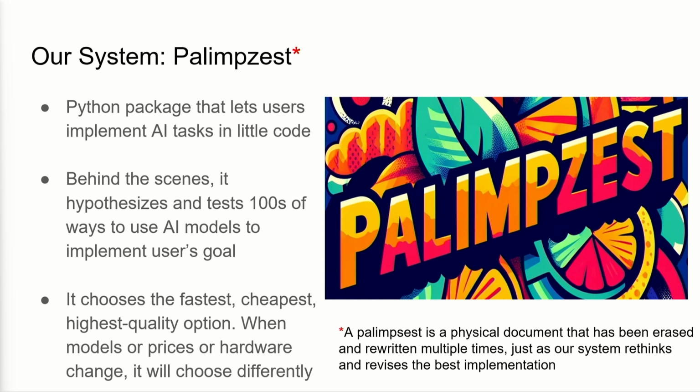One reason it's succinct is that you're not telling it how to do a lot of things, because behind the scenes, it is hypothesizing, considering, and testing hundreds or even thousands of ways to implement the program that you've described. After it figures all that out, it tries to choose the implementation that is cheapest, fastest, and will deliver the highest quality.